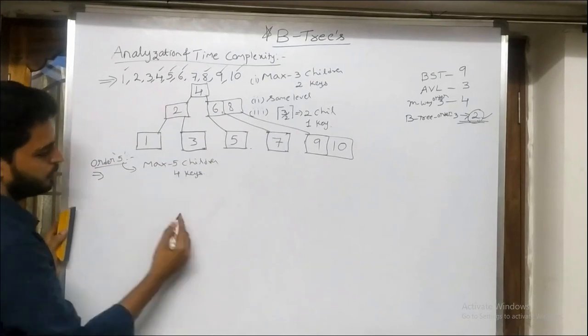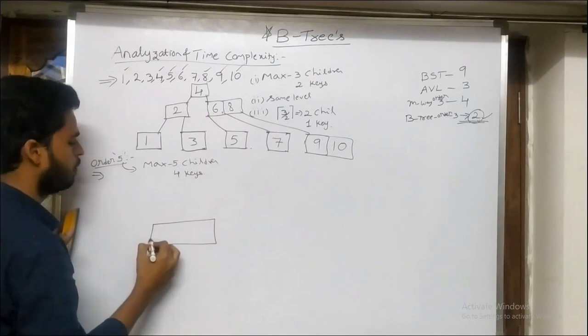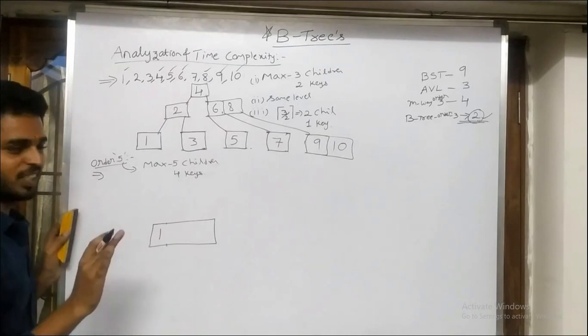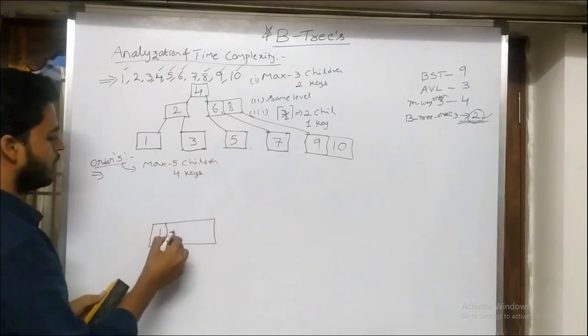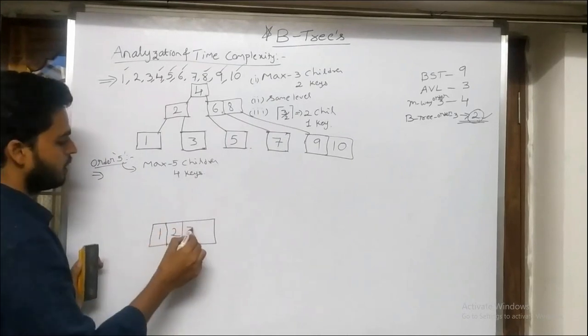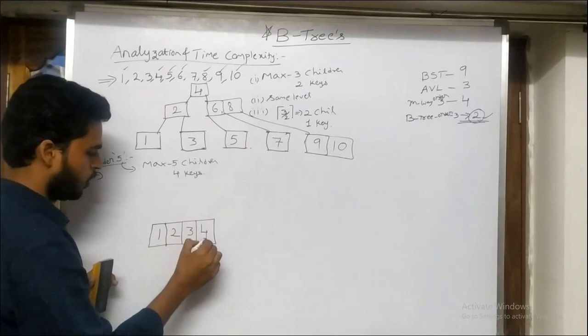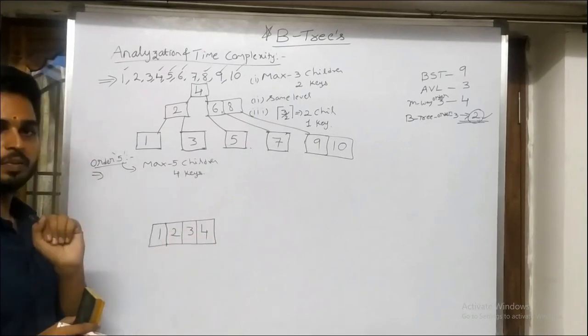I am going to take like this, one big node directly. 1 inserted. So there is no violation. Next I will insert 2. There is no violation. Next I will insert 3. There is no violation. Next I will insert 4. There is no violation because it can allow maximum 4 keys.